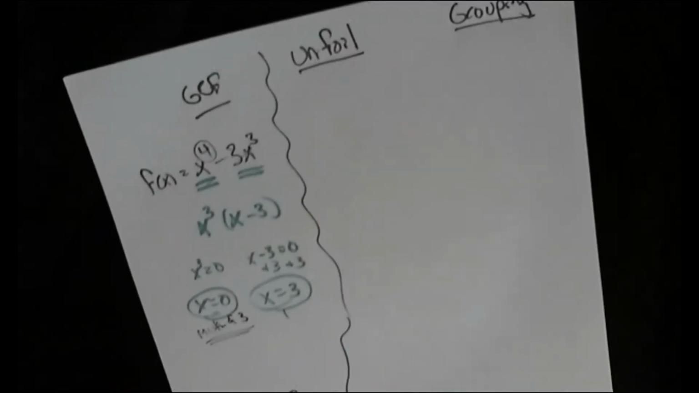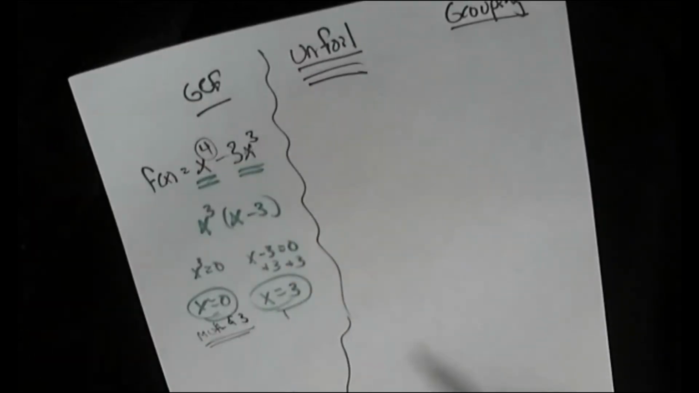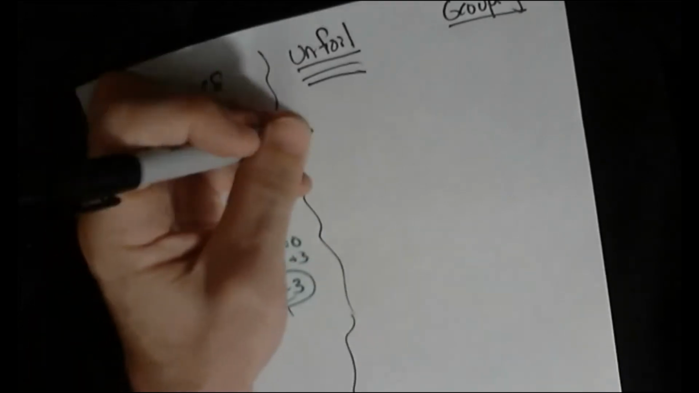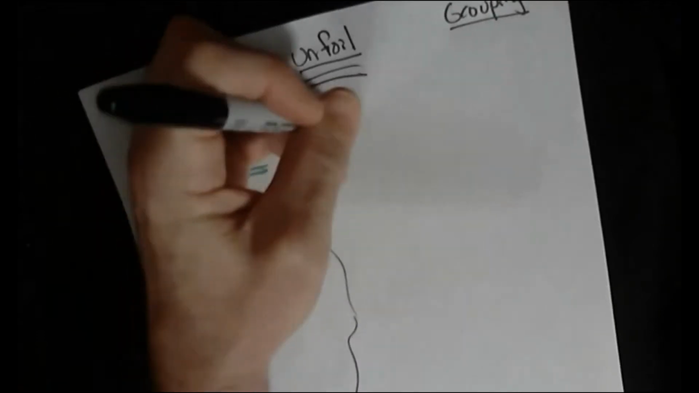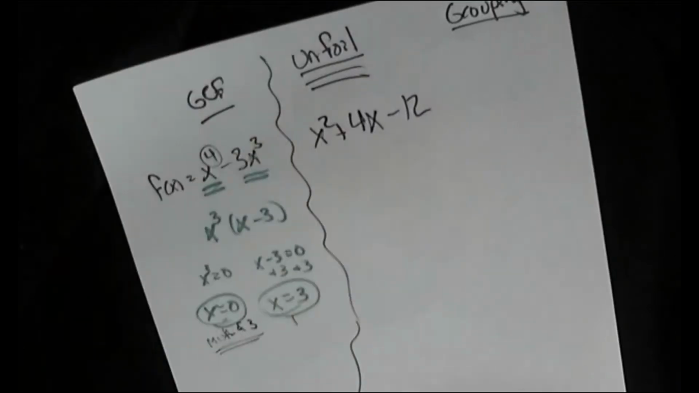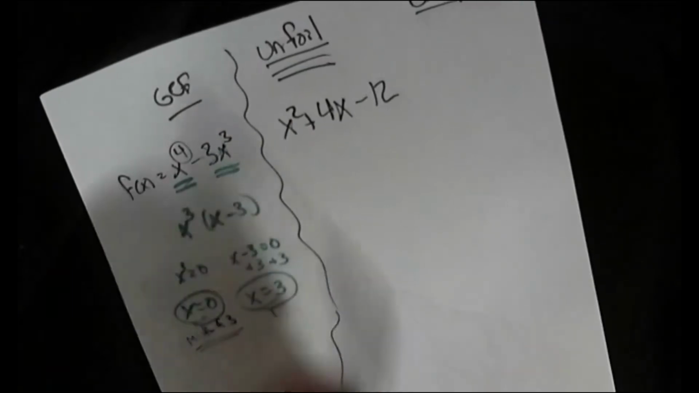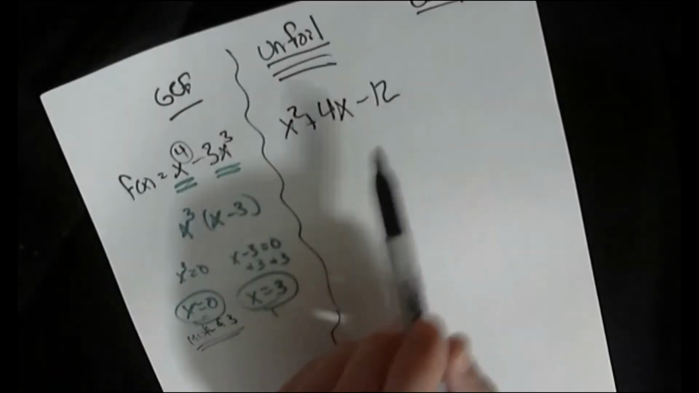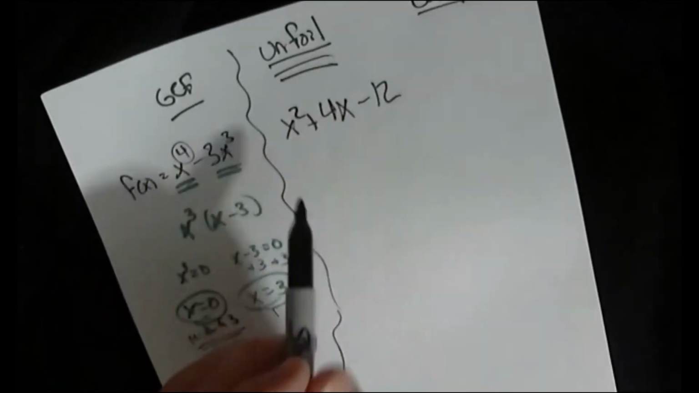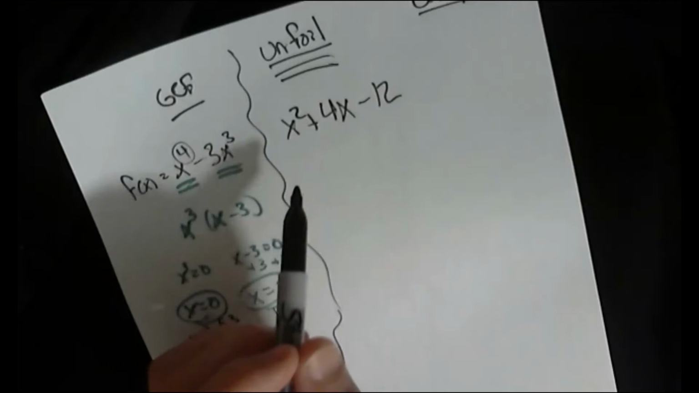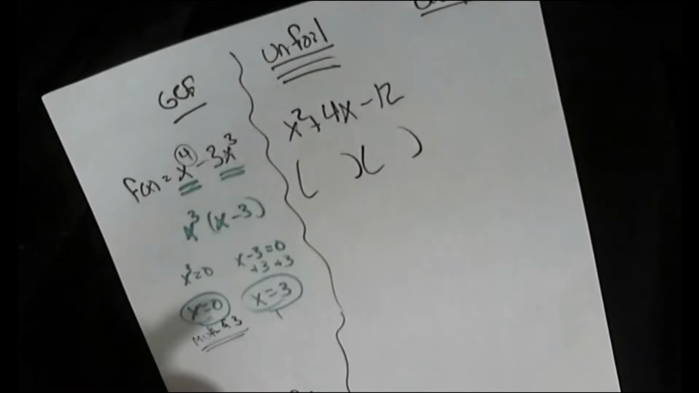Most of the problems you'll do are going to be an example like these. I call it unfoil. It's basically factoring a trinomial. The easiest way to do these, so say we had x squared plus 4x minus 12. If we want to find the zeros, we've got to factor this. To factor a 3-termed polynomial, again, we're going to do what we call unfoil.